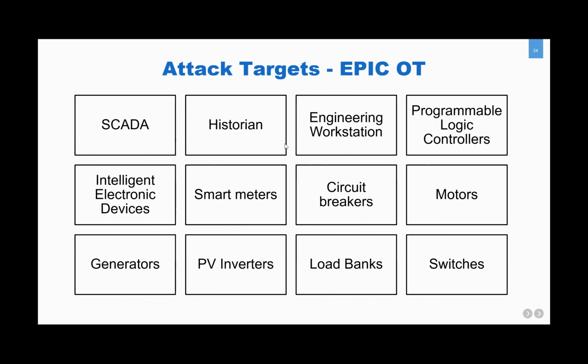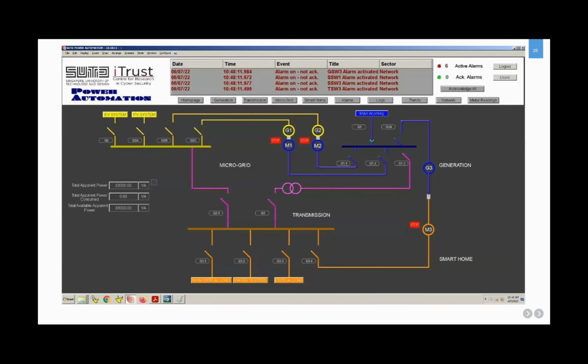SCADA and Historian remain similar, but you have new devices here which are different from water treatment or water distribution devices, such as IEDs, or intelligent electronic devices, smart meters, circuit breakers, motors, generators, PV photovoltaic inverters, load banks, as well as switches. So these are all the different OT components that you will be getting data from during the exercise. And Francisco can describe how the EPIC network as well as the SCADA is structured.